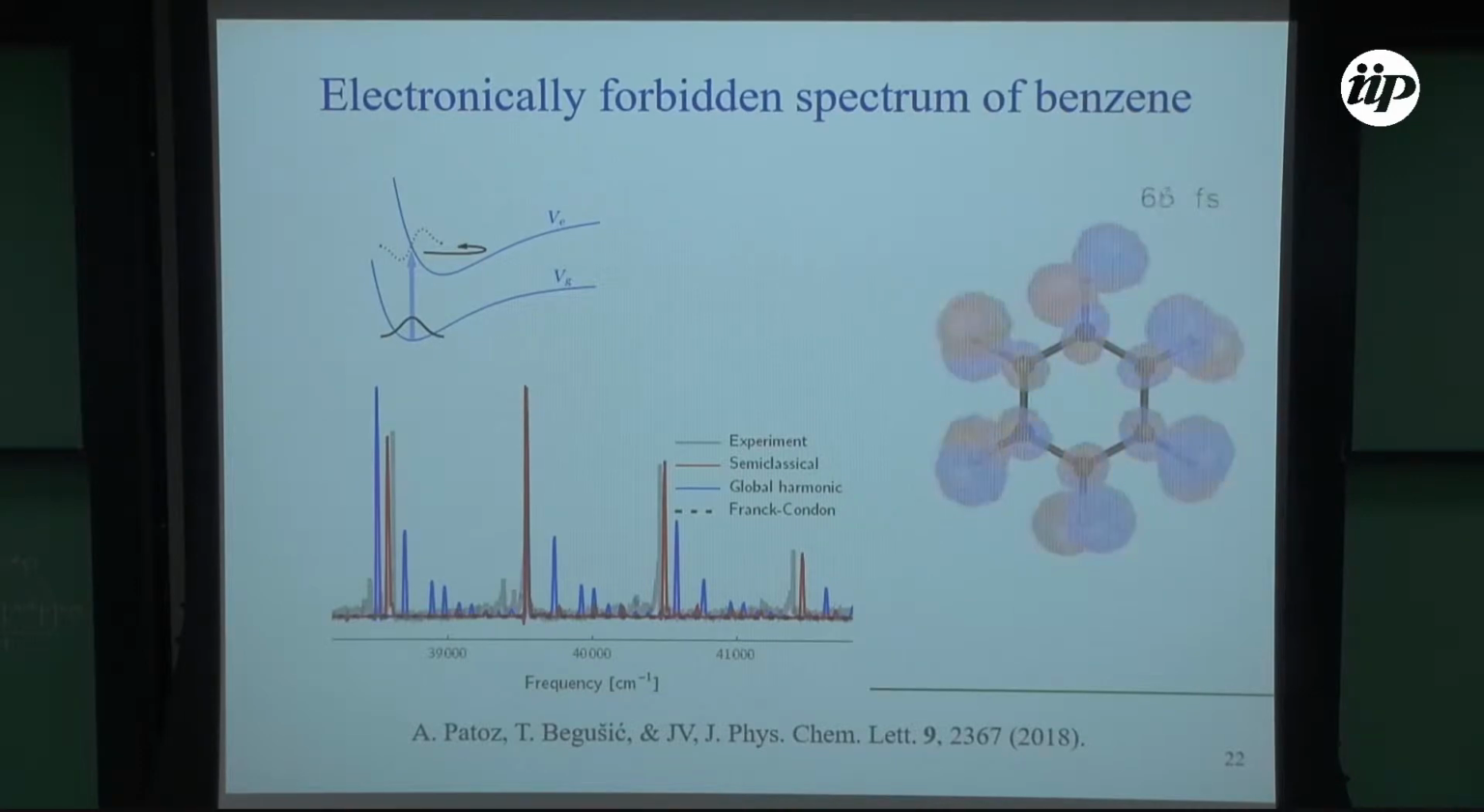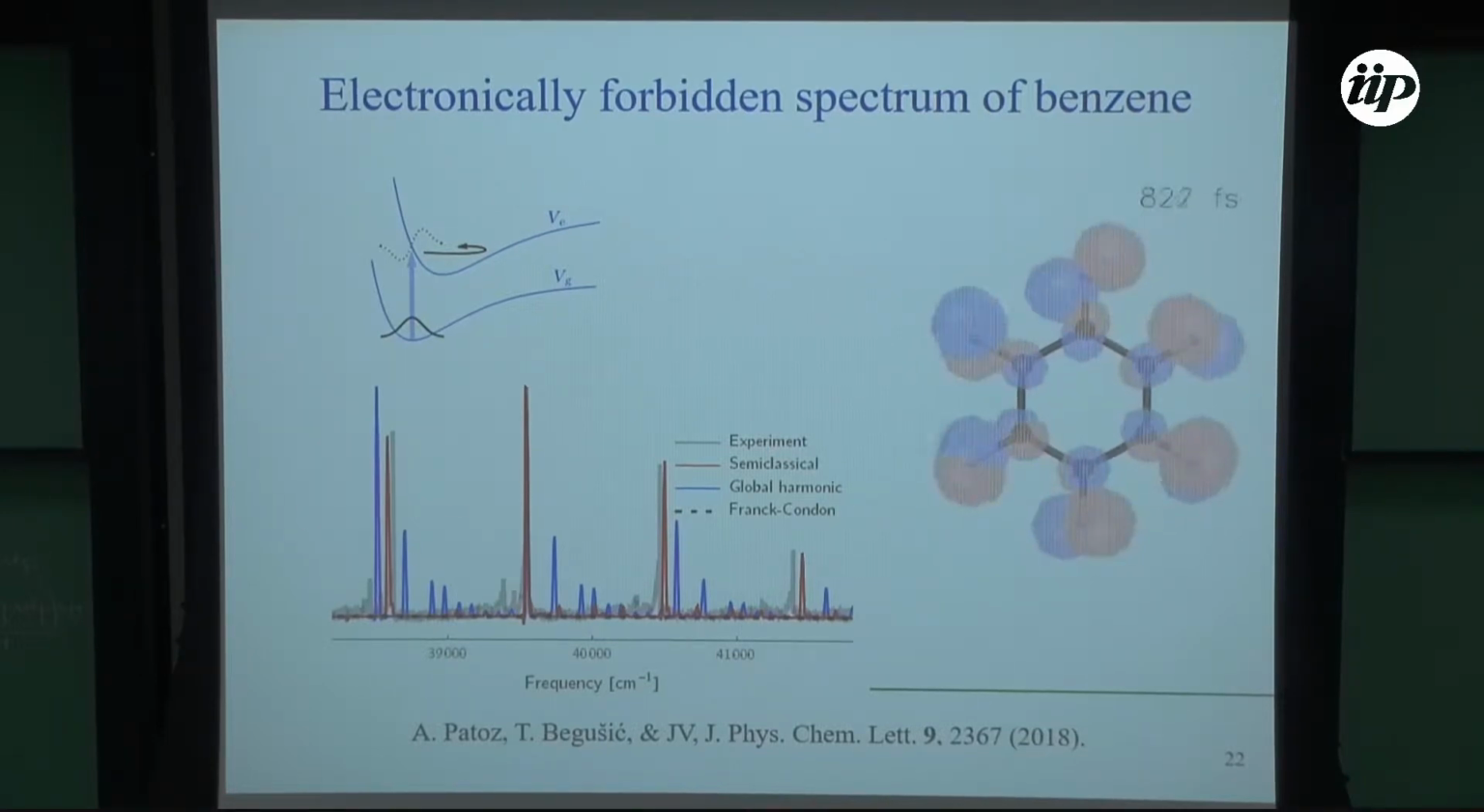Okay, so this is much more interesting problem. It's electronically forbidden spectrum of benzene. And here you cannot propagate a Gaussian. You cannot use the so-called Condon approximation, which is this dotted line. It would just get no spectrum at all. That means electronically forbidden. You need to propagate a Gaussian times a polynomial. But this is actually quite easy to extend.